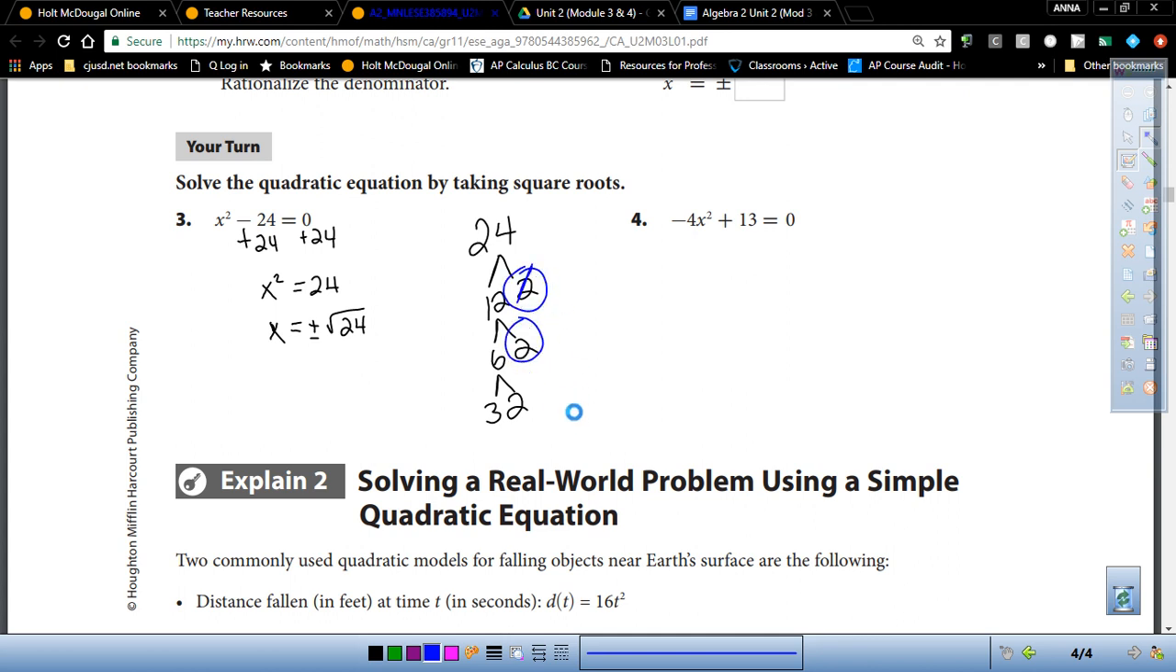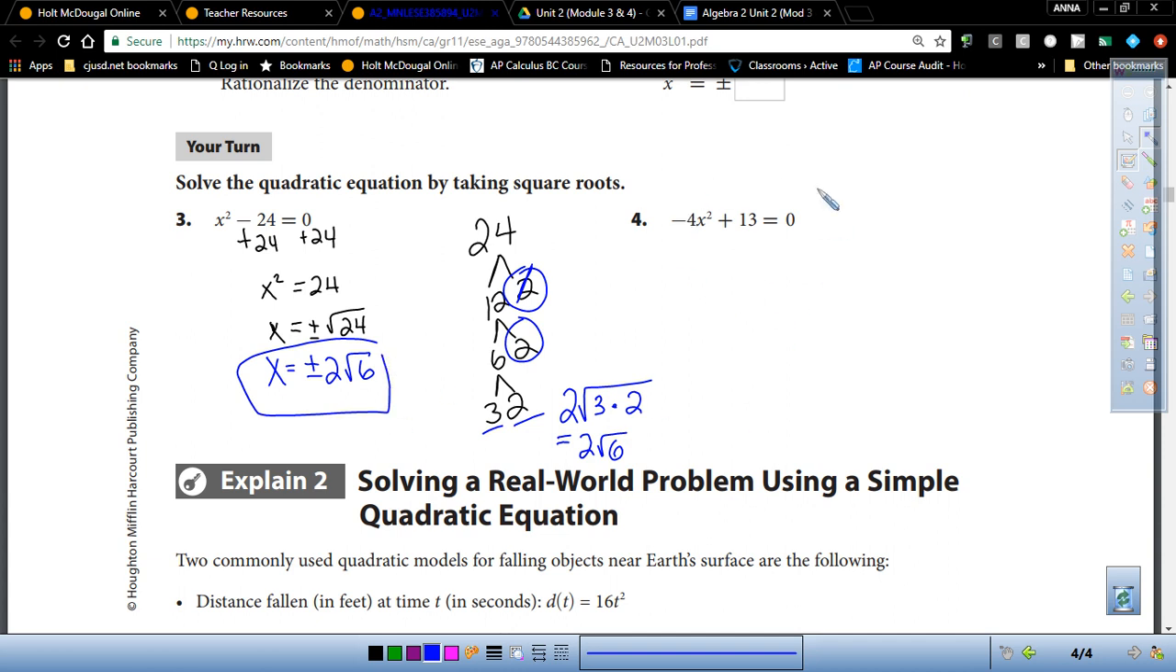So I get a 2 on the outside. I get a 2 on the outside of the square root, and on the inside are these guys still left behind. But what is 3 times 2? 6. So I get 2 square root of 6. So x equals plus or minus 2 square root of 6.